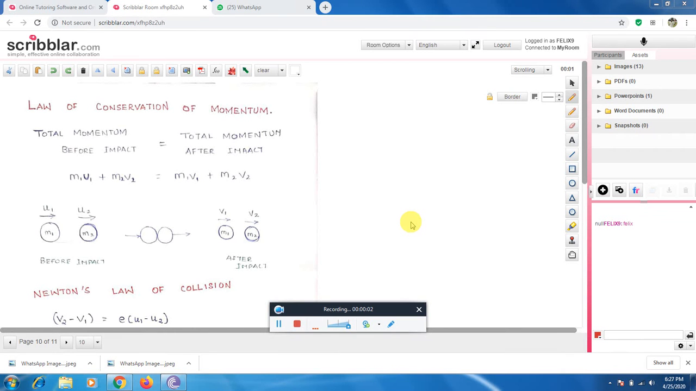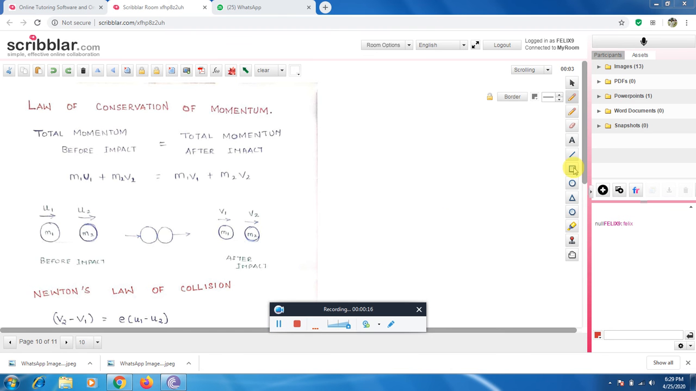Hi students, the topic which you are going to see is the law of conservation of momentum. We are going to see a problem on the law of conservation of momentum. In the last video, we had the introduction about this topic.